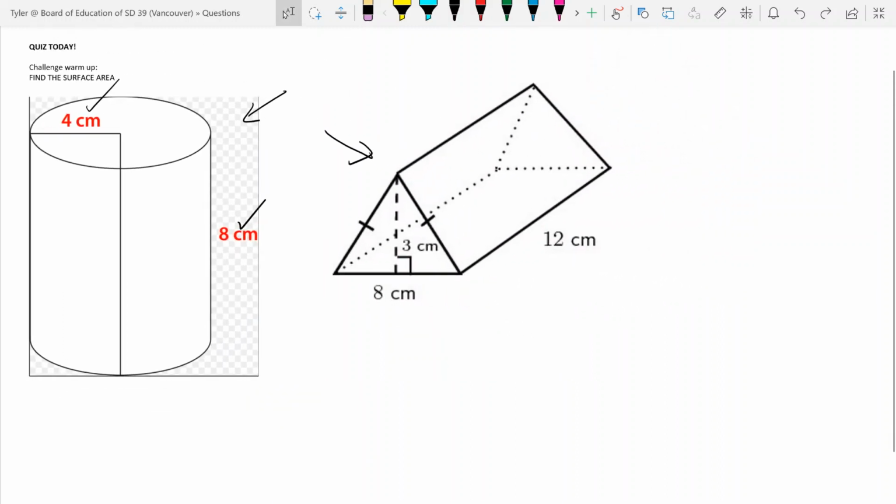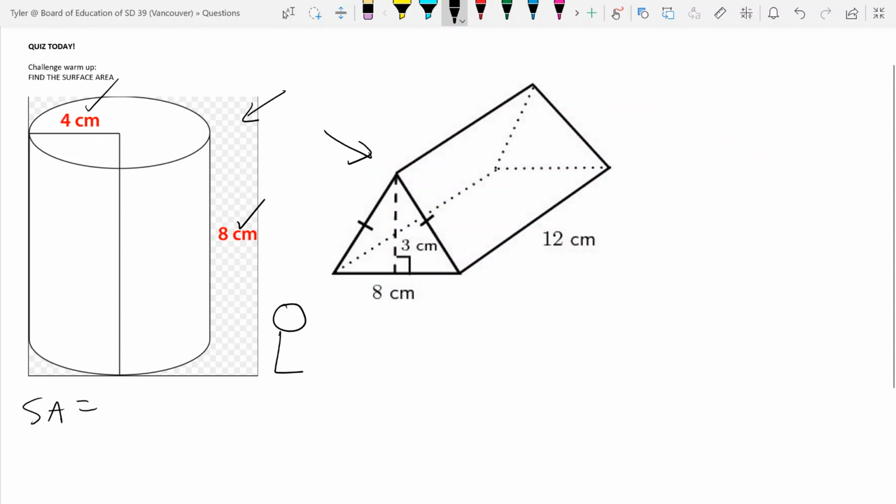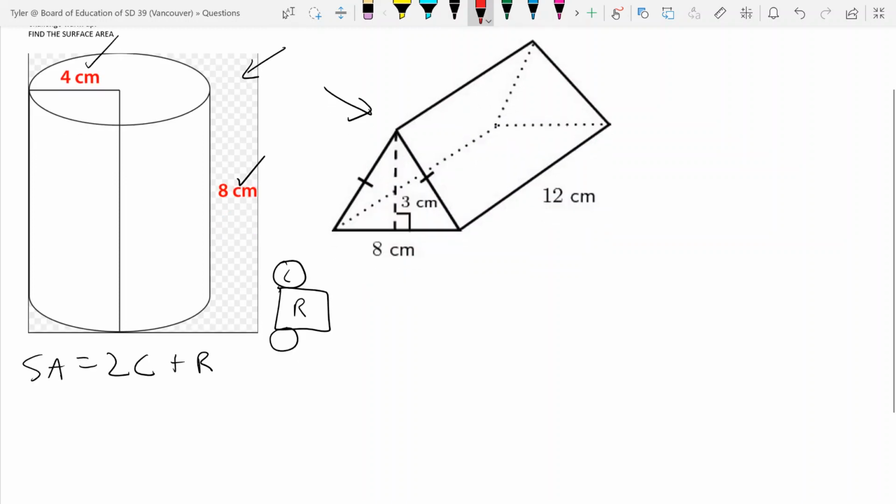So we're going to find the surface area, just like we did before. I'm going to think of my pictures. I have my circle, my rectangle, and my other circle, so we'll call that C and R. So it's 2 times the circle plus the rectangle. I'm going to find my circle area. Circle equals pi r squared. I have these numbers, this is no problem. This is all review.